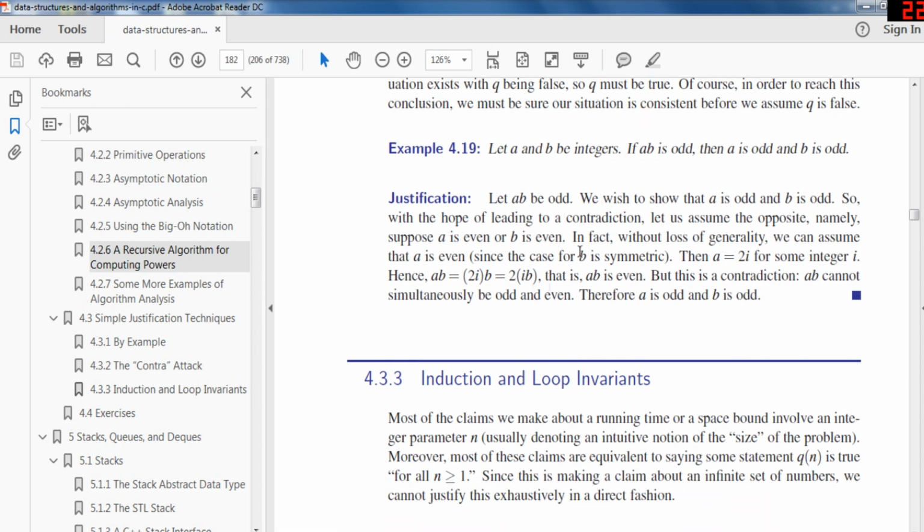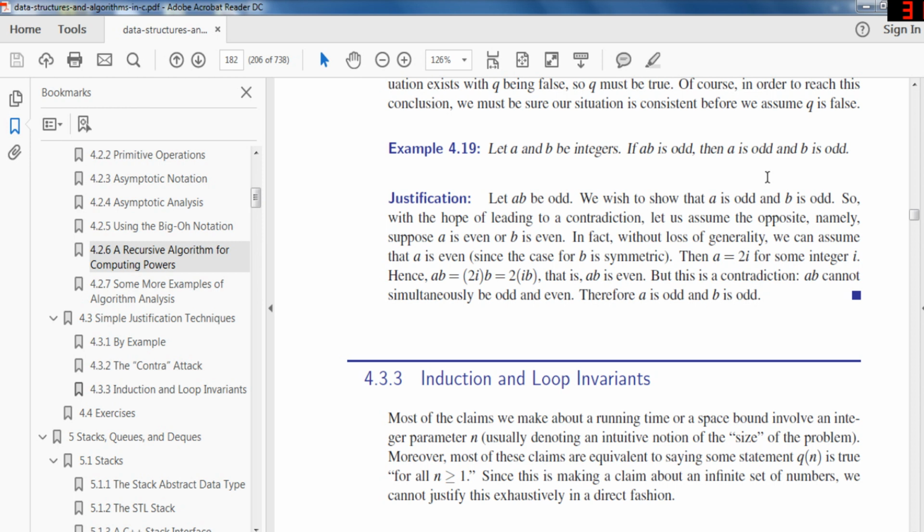So let's say A and B are integers. If AB is odd, then A is odd and B is odd. If you want to prove this using contradiction, you say, okay, let's assume that AB is odd. We have to show that A is odd and B is odd, with the hope of leading to a contradiction. So let's assume the opposite of what they're saying is true.